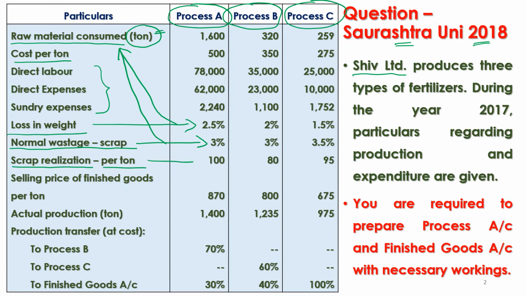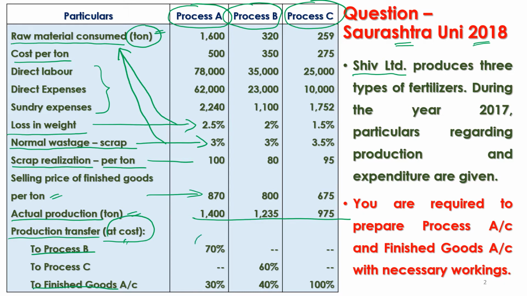After that, selling price of finished goods per ton is also given here. After that, actual production is given in ton for all three processes. After that, production transfer to next processes as well as to finished goods is also given, and this production is transferred at cost.